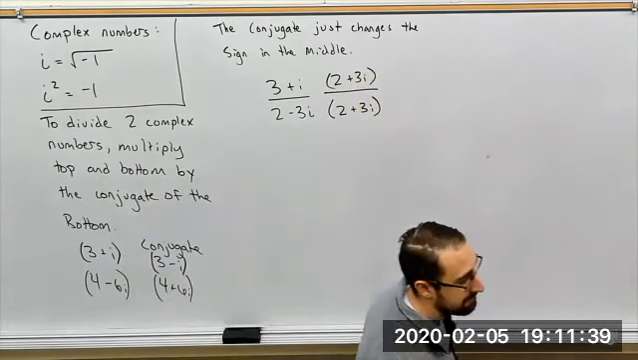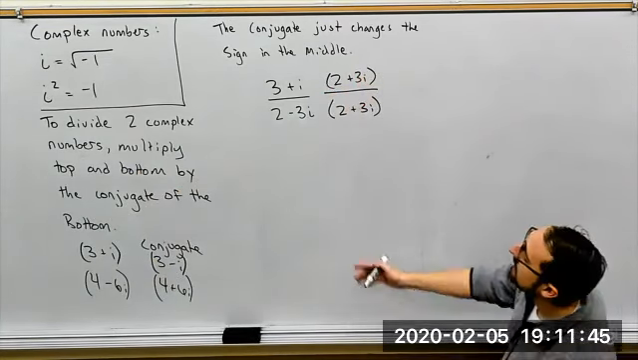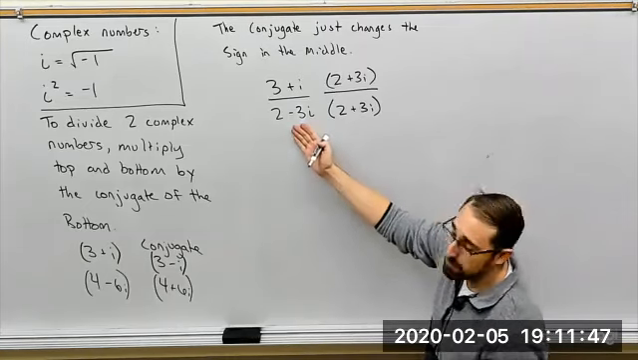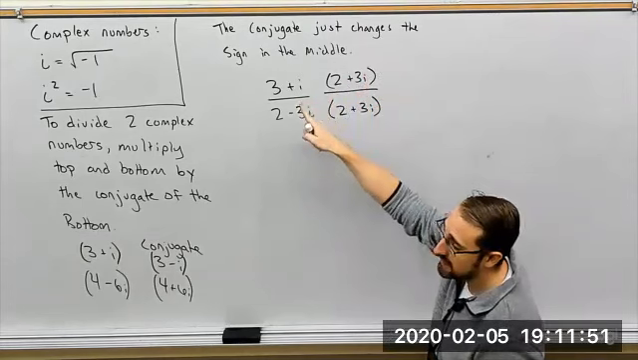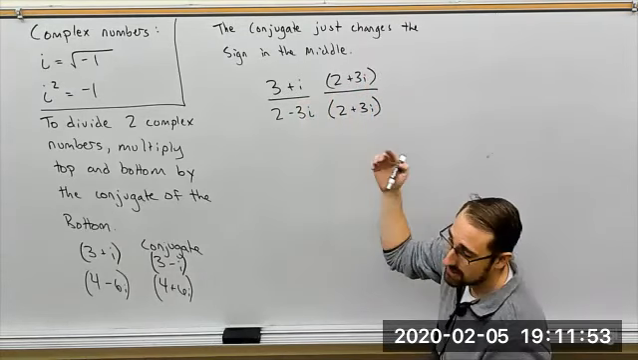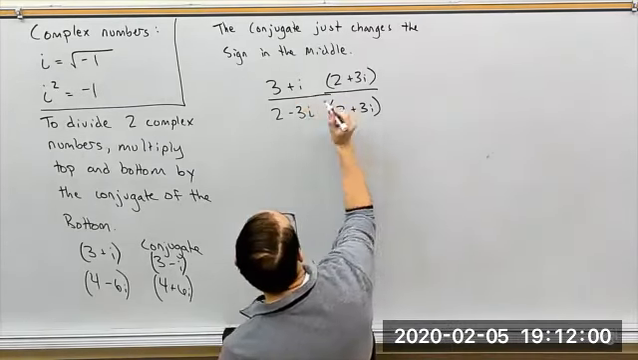All right? Once again, math is building upon itself. We learned how to multiply 2 complex numbers. Now dividing is just multiplying 2 pairs, right? All right, so let's go ahead and do that.